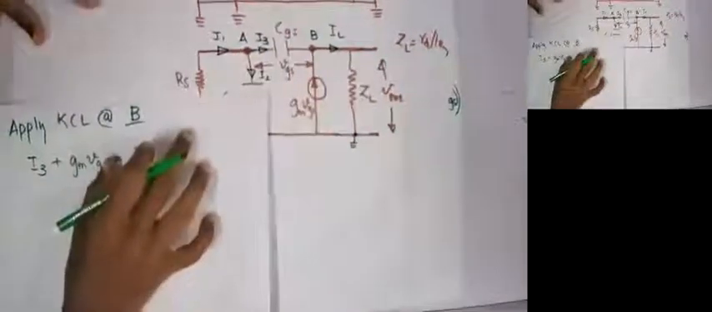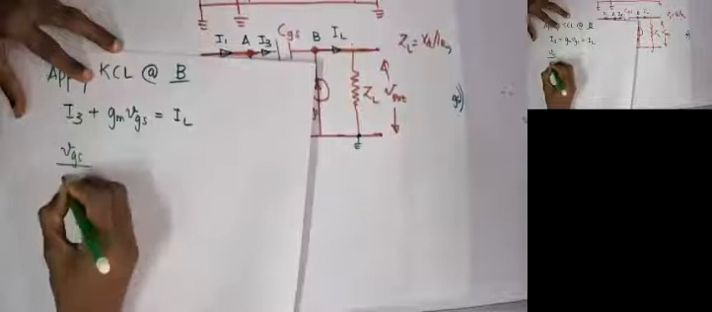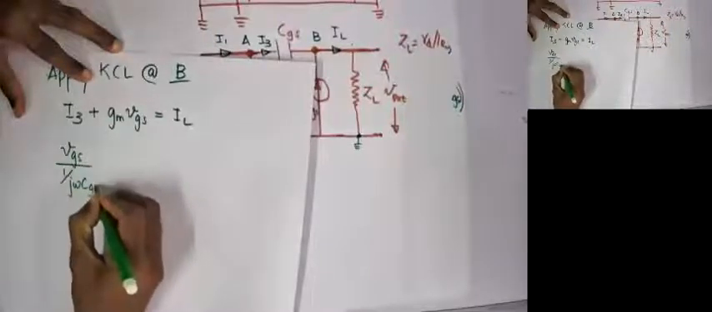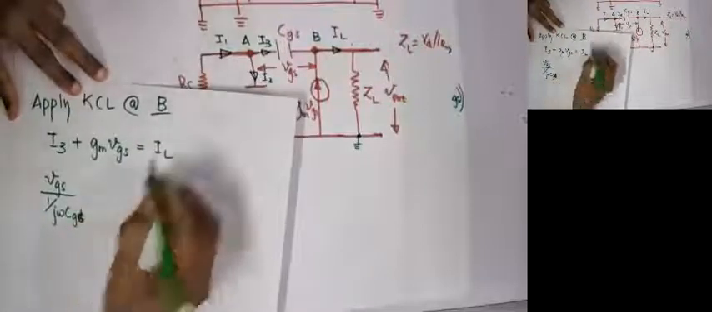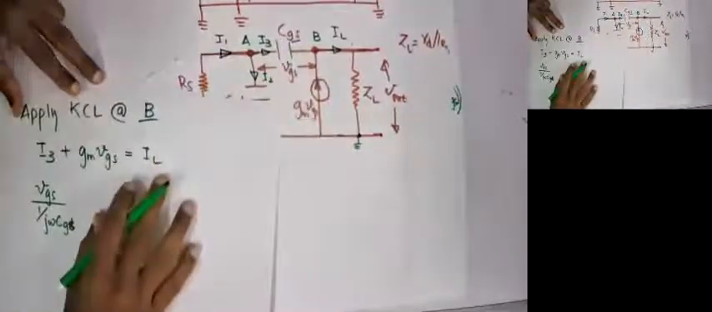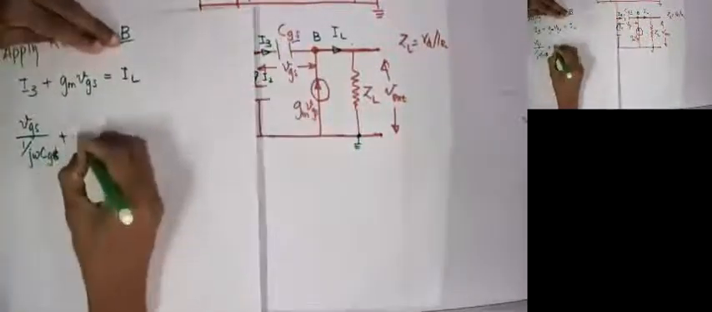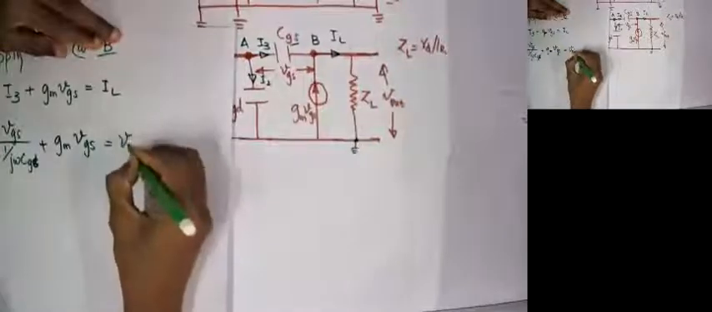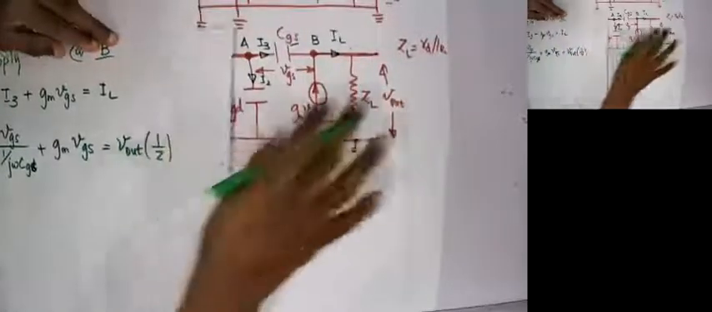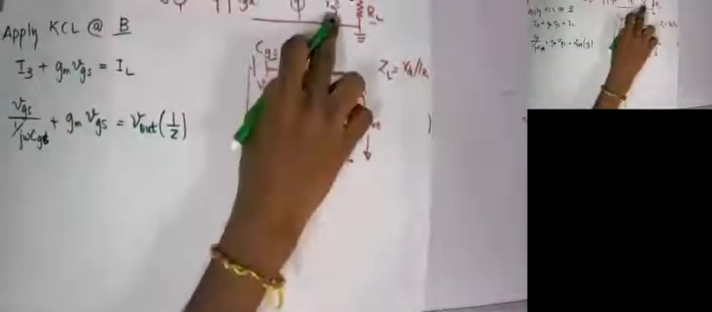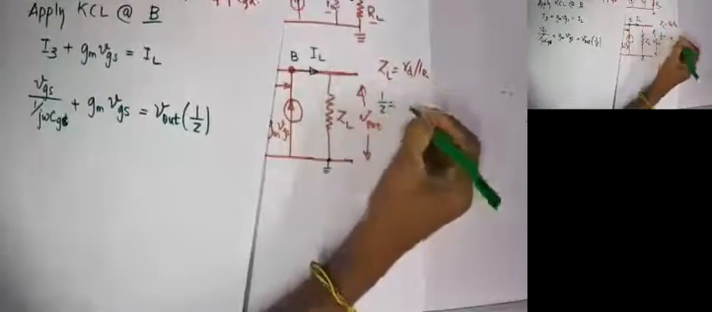I3, simply I can write it as VGS over 1 over j omega CGS, right? Plus GM into VGS is equal to IL equals V out divided by Z, right? V out into 1 over Z, am I right? So 1 over Z could be written as 1 over RD plus 1 over RL. Am I right? So simply substitute that one here.